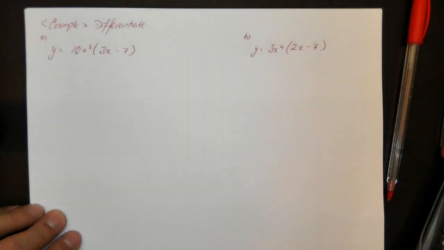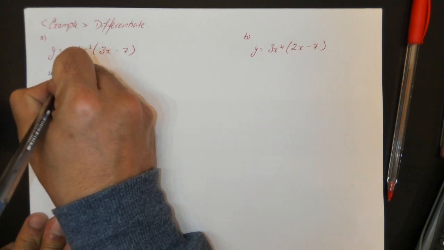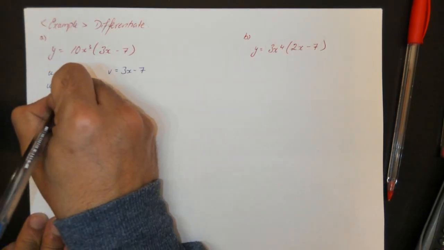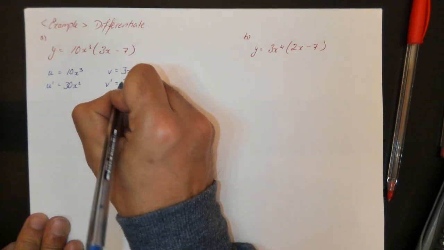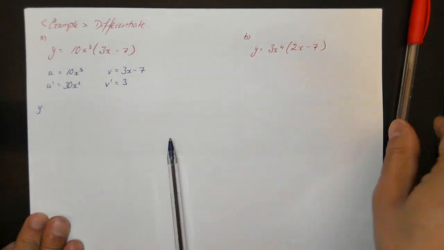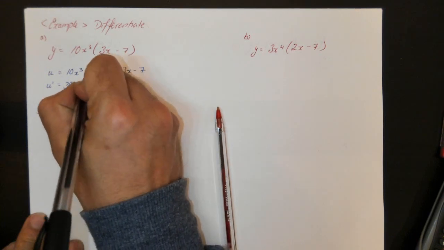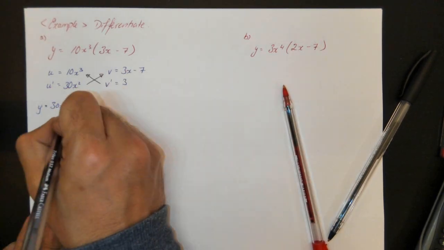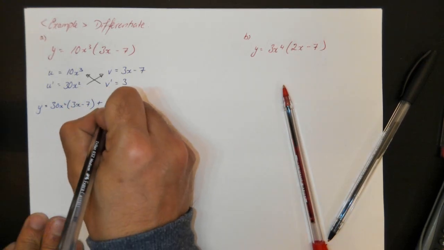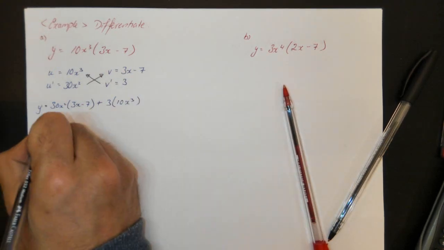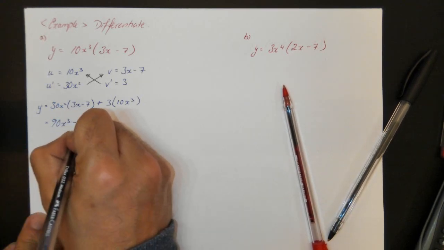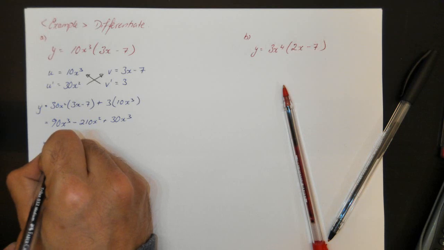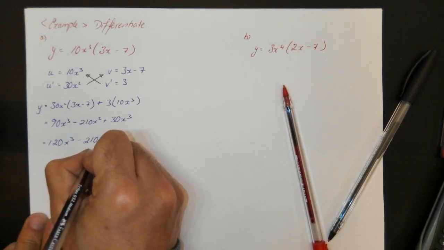Okay, let's do another. So we've got, first method, u being 10x cubed and v being 3x minus 7. So u dash is 30x squared and v dash equals 3. We're going to multiply the terms together and add them. So 30x squared by this term plus 3 lots of that term. Okay.